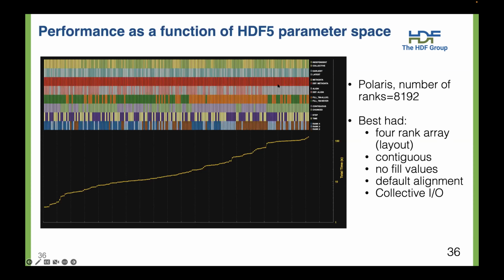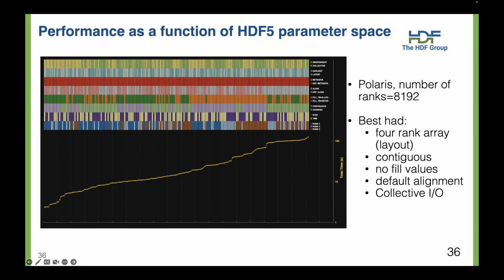Here I ran the case on Polaris with 8,000 ranks, and I reordered the parameter space from the best performance. This is the total time it took to run the code compared to the worst performance here. The best was rank 4, which makes sense because it's doing very large writes. You can see it trends toward rank 2, which would have a lot more writes to disk than rank 4, so you can expect worse performance.